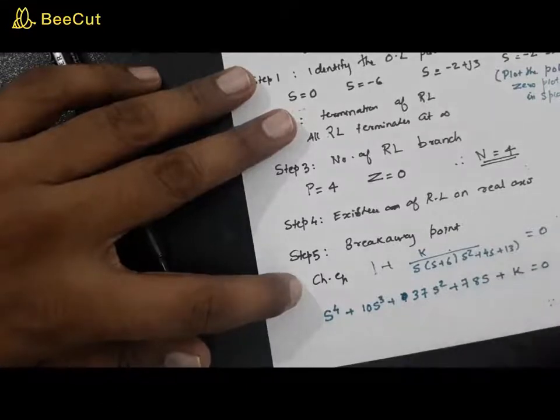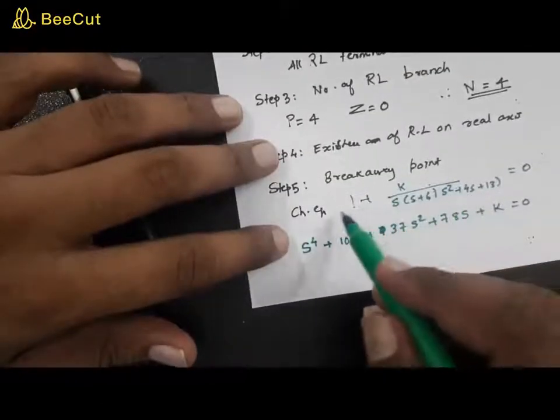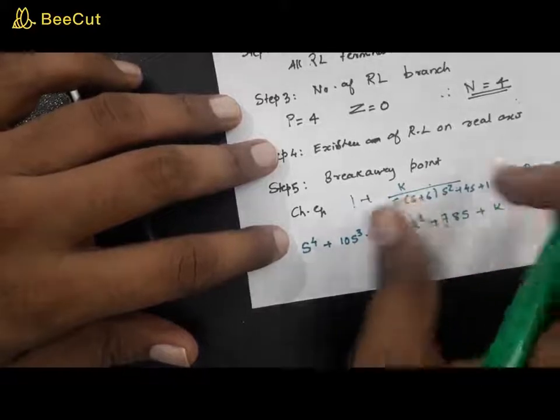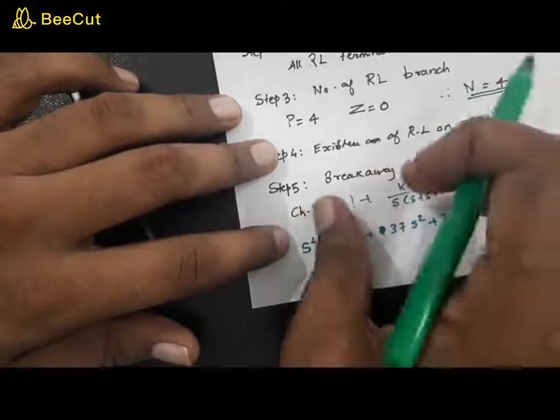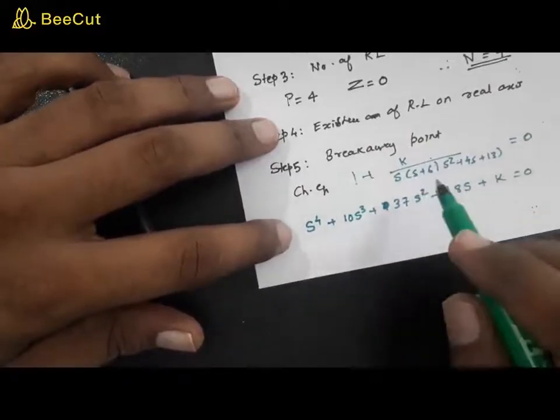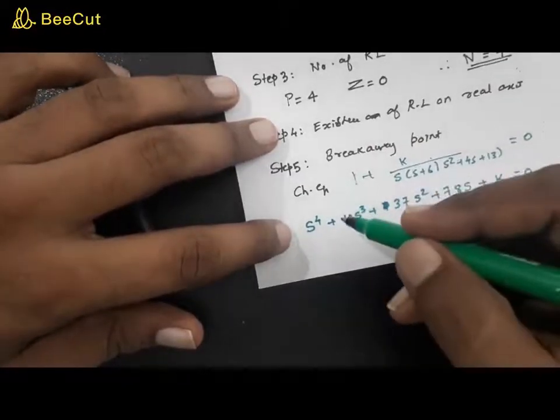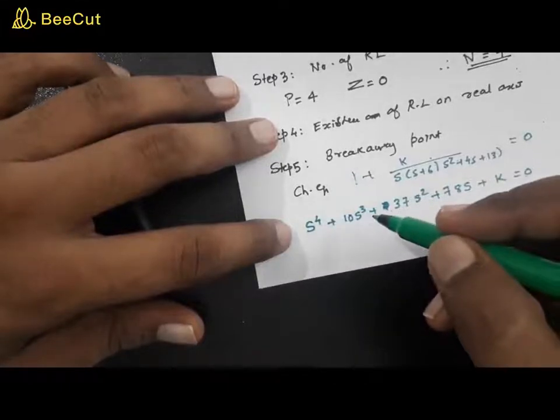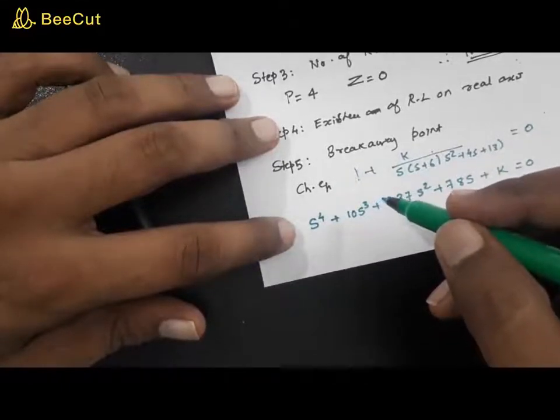Okay, right? So you may just do it by yourself to find out the scalar. It is simple. You need to take the LCM so that this whole term comes over here, and that plus k can be equated to 0. That's your characteristic equation. So expand this and try to see whether you are getting this answer. That is the characteristic equation.